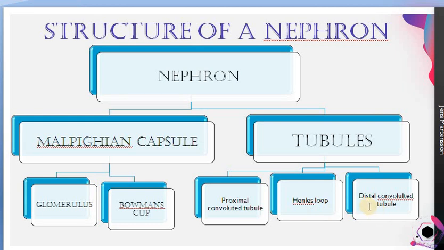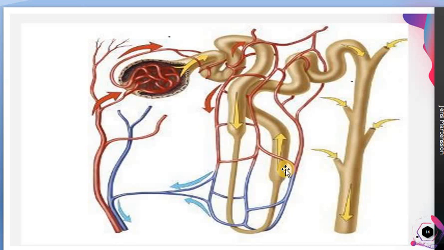And the third part, distal convoluted tubule. What is the meaning of the word distal? It means later, after, which is far away. So distal convoluted. What is the meaning of convoluted? Just now I said it is coiled, right? So that is the distal convoluted tubule. Okay, so up to this is the structure of the nephron.